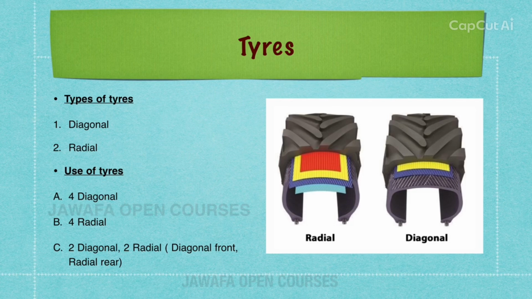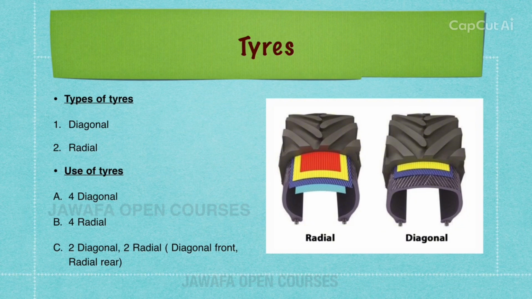The difference between radial and diagonal is that in a radial tire, the thread used inside is straight, while in a diagonal tire, the thread inside is slanted, just like a diagonal is from one corner to another, so the thread is also a bit slanted. Now, what is the difference between these tires? I have already told you the difference.